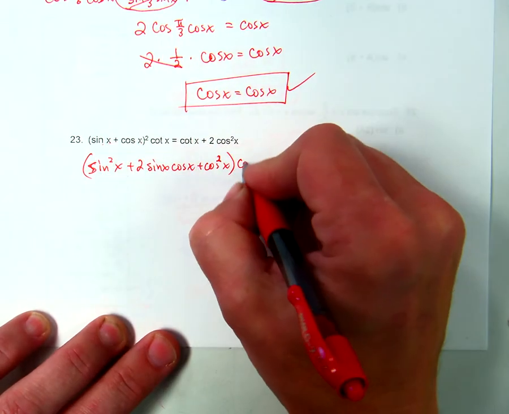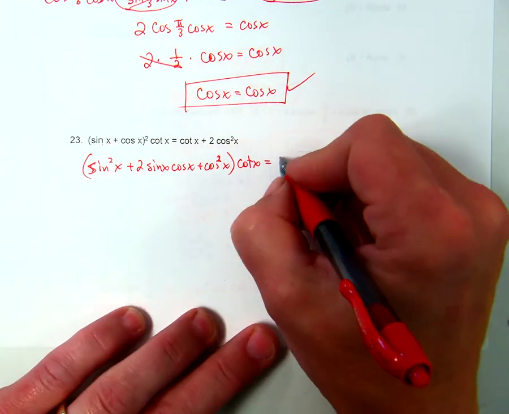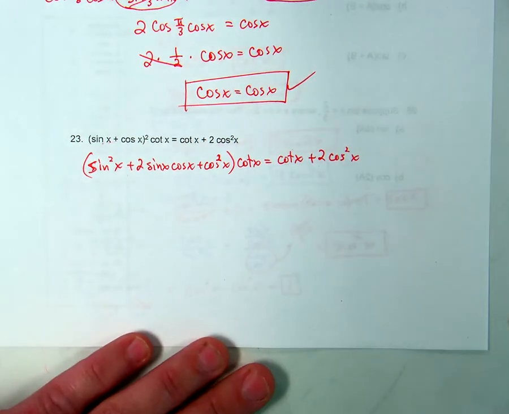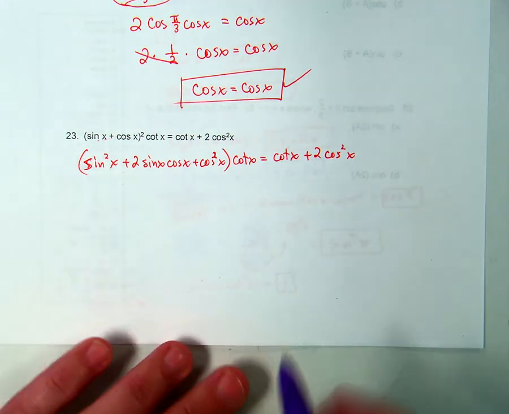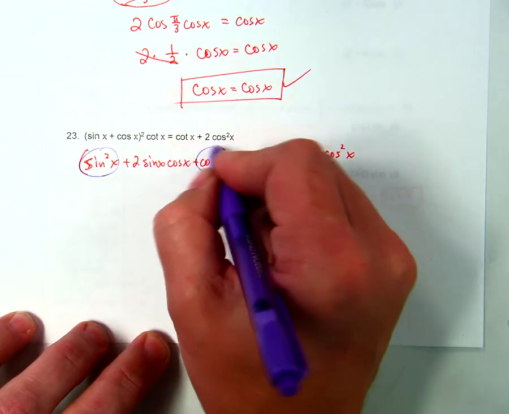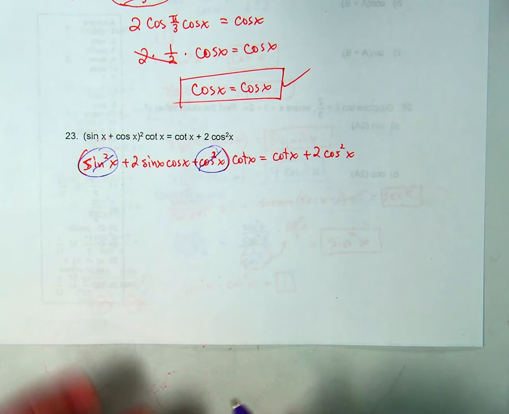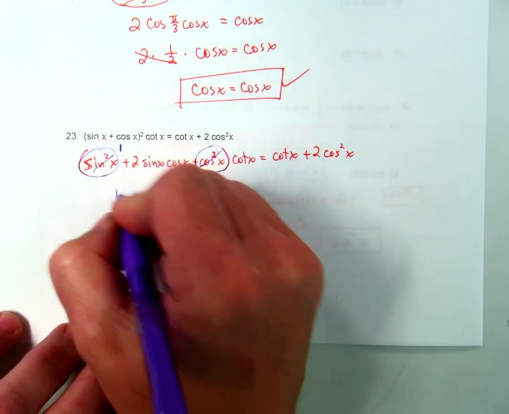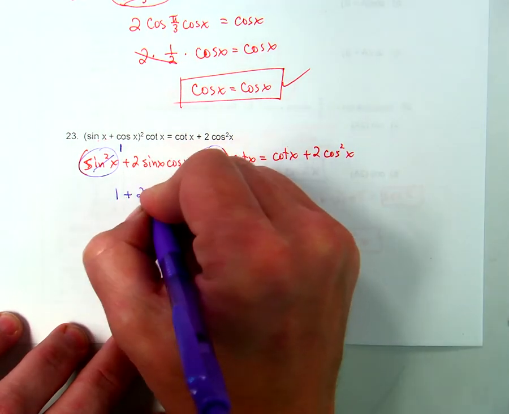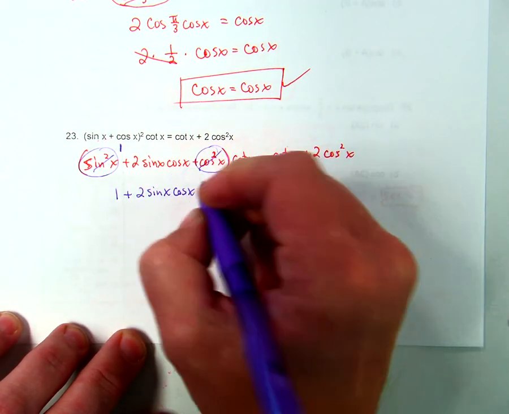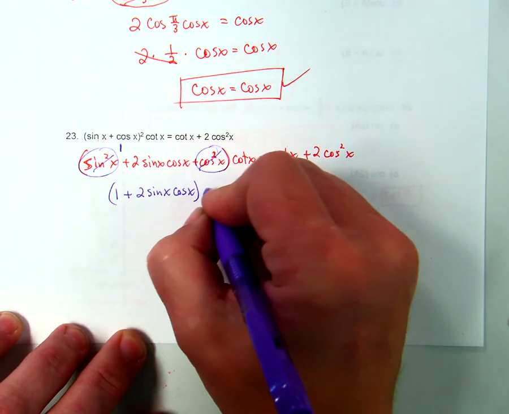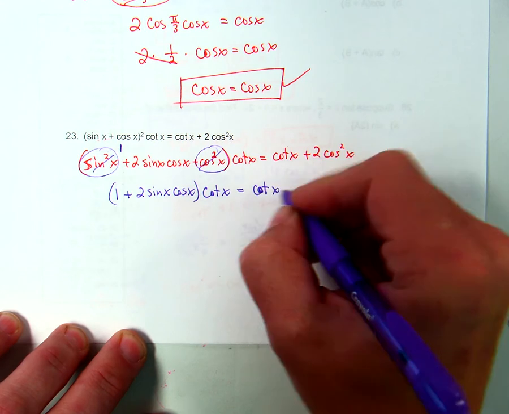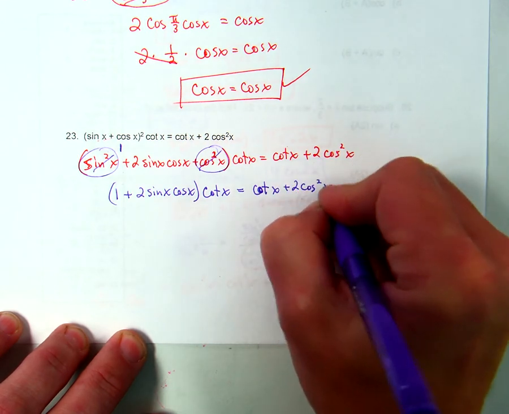That times cotangent x is supposed to equal cotangent x plus 2 cosine squared x. All right, again, first thing I'm looking at is this sine squared plus cosine squared. I can get rid of that really fast. That's a 1, right? Just replace that with a 1. So I'm going to have 1 plus 2 sine x cosine x. Okay, that's all that's inside, times cotangent x equals cotangent x plus 2 cosine squared x.